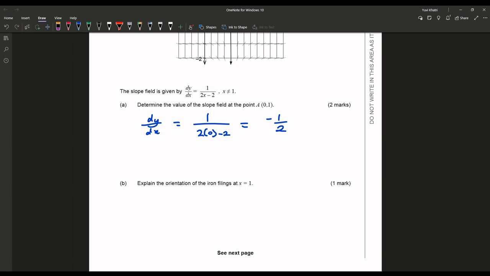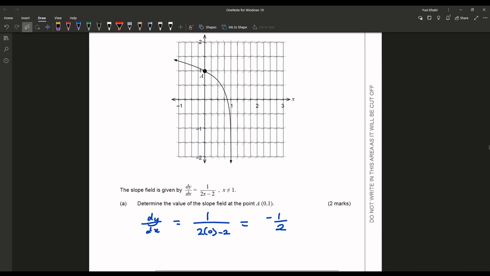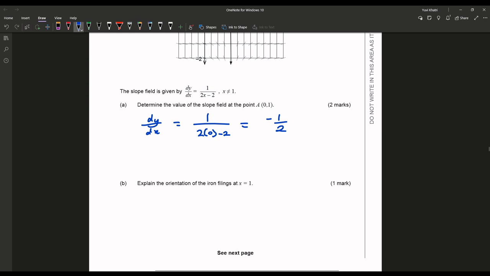Now at x equals 1, there is no slope. It's undefined because it's kind of like infinite, right? So we just have to write that the slope is undefined at x equals 1. Because if you sub in x equals 1 into here, you get 1 over 0, which is undefined. So that's all you have to write.